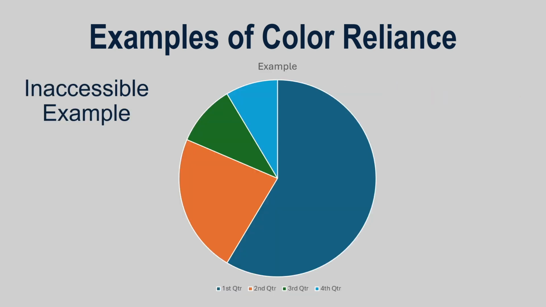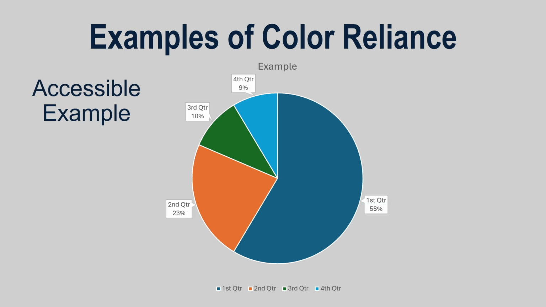Here's another example of color reliance. In this pie chart, we have dark blue to show first quarter, orange to show second quarter, green to show third quarter, and a light blue to show fourth quarter. If someone was not able to see these colors or unable to differentiate blue from green or orange, they would not be able to interpret this chart correctly.